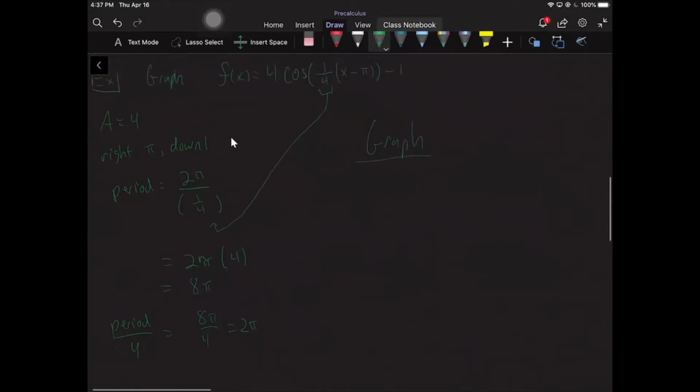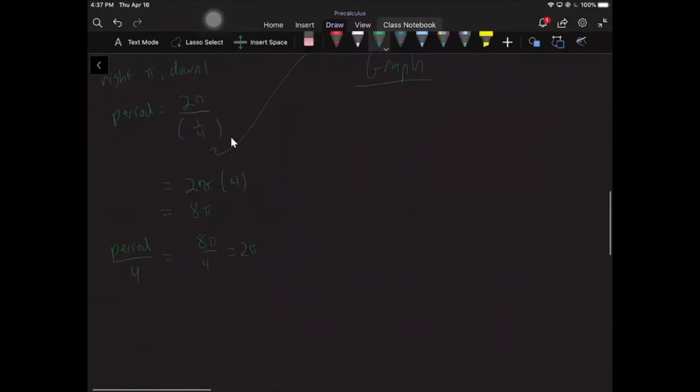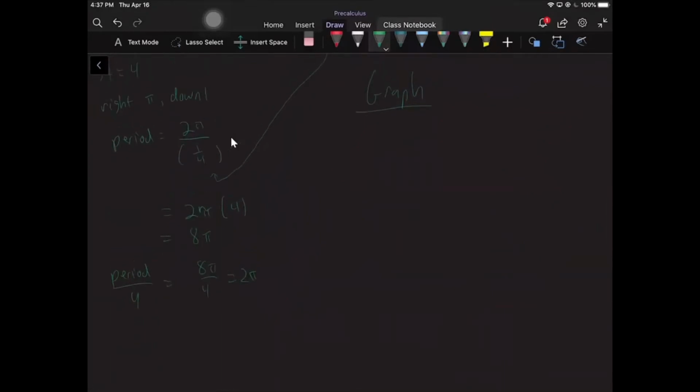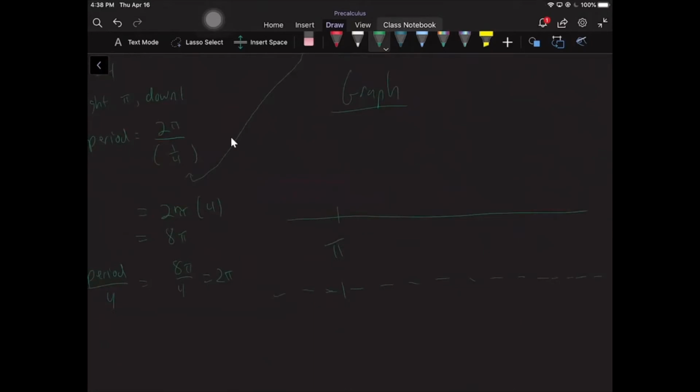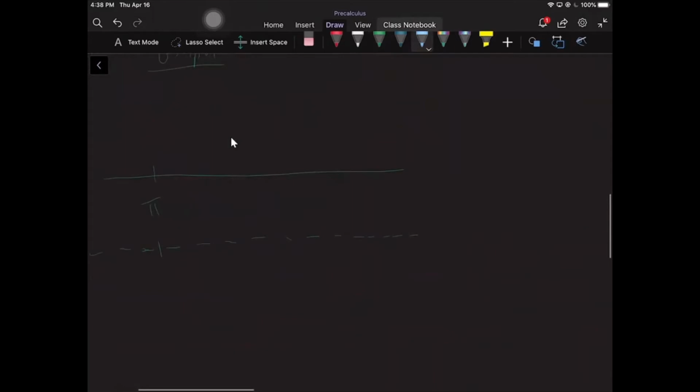All right, so it works the same as before. What we're going to do is the shift first. So we are going to move everything right by pi, and then we're going to go down by 1. So this will be -1, and that's going to be our middle line for the graph. And then we're going to use the amplitude to go up and down from there by how much? 4. So then we're going to go up 4. So that takes me up to 3.